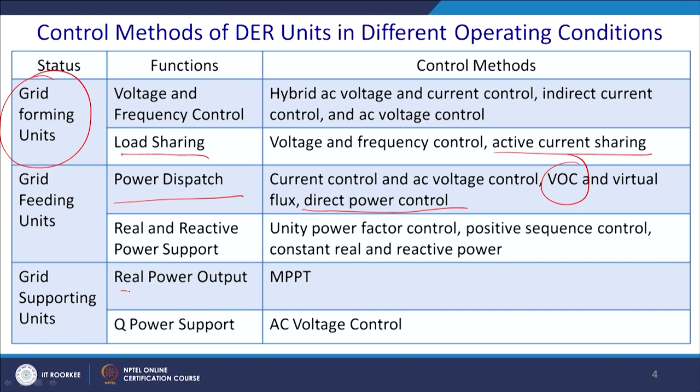For the grid supporting unit, the real power output is MPPT, and PQ support, generally it is AC voltage control. This is some discussion on the AC microgrid.